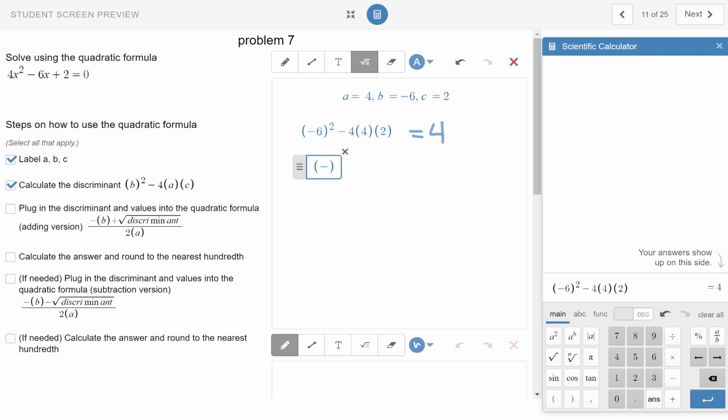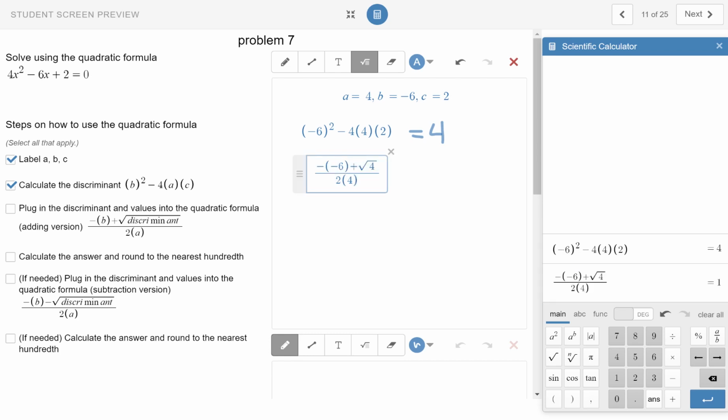Alright, parentheses for sure. Actually, I'm going to do the division bar first, so everything I need is in the numerator. And then the plus, square root, I got the discriminant, which is positive. And then 2 times 4. So this is what I'm going to put in. I'm going to get a 1.